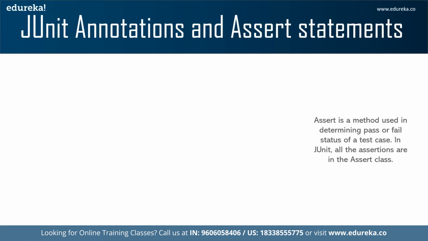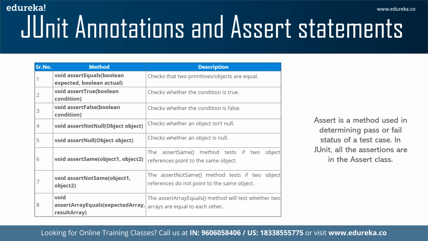Assert is a method which is used in determining pass or fail status of a test case. In JUnit, all the assertions are in the assert class. So this class basically provides a set of assertion methods which are useful for writing the test cases. Do note that only failed assertions are recorded. So there are different methods under this assert command. We have 8 assert statements in total. Let's take a look at them one by one.